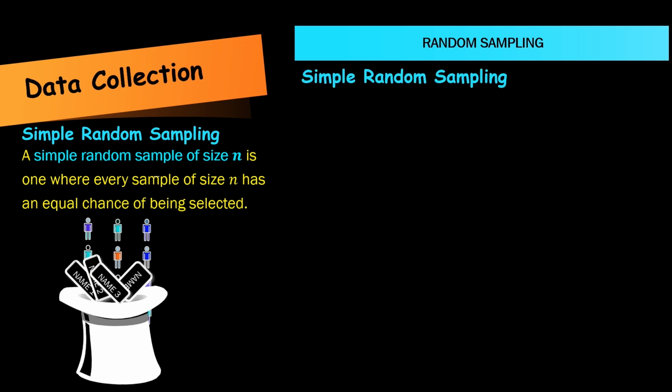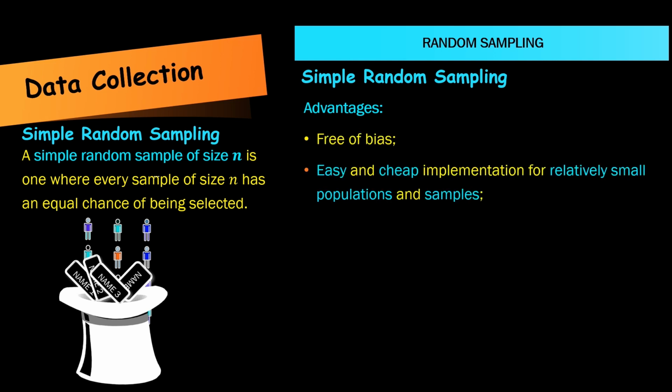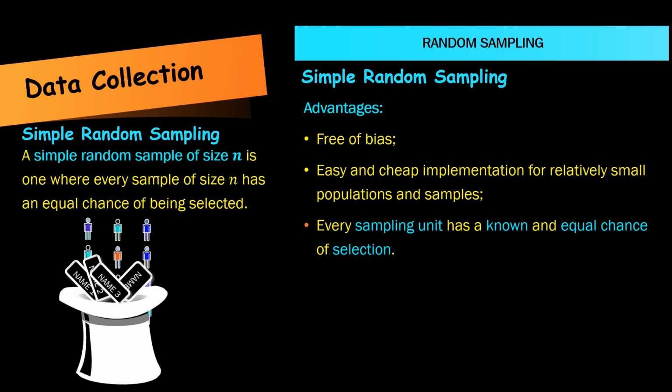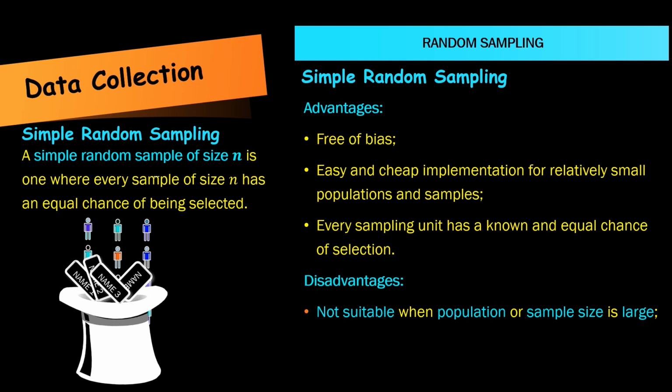Let's now take a look at some of the advantages and disadvantages of simple random sampling. So advantages first. It's free of bias. Its implementation for relatively small populations and samples is easy and cheap. And every sampling unit has a known and equal chance of selection. And now for the disadvantages. It's not suitable when population or sample size is large, and a sampling frame is needed.